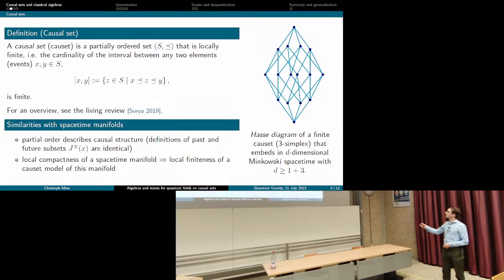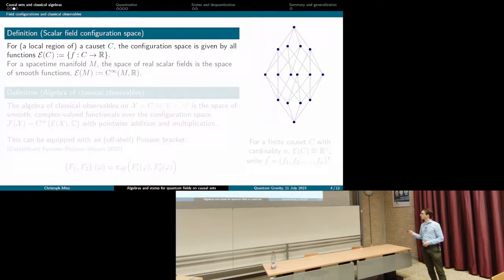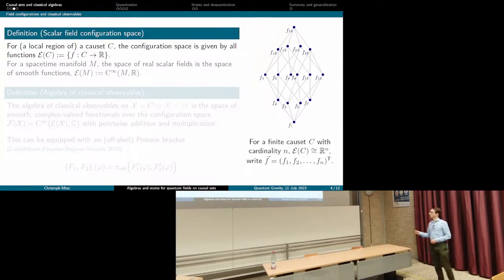And here I just take an example. This is a 3-simplex, the simplest causal set you can imagine that needs at least dimension 4 of Minkowski spacetime to be embedded. Now I want to do a scalar field theory on that as a simple example. So I take all the vertices and define a field on that. For this finite dimensional example, this is just isomorphic to R^n, where n is the number of points I have.